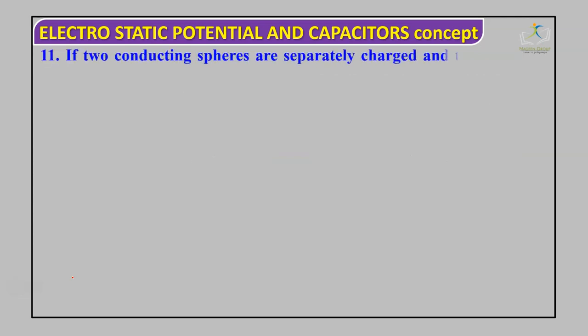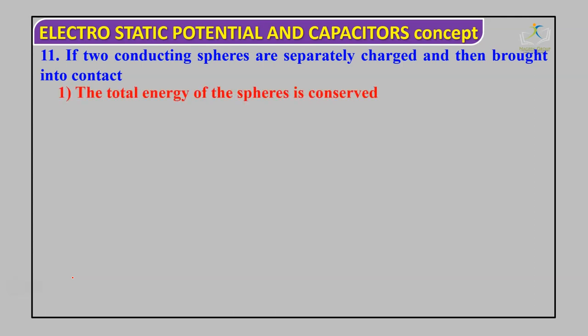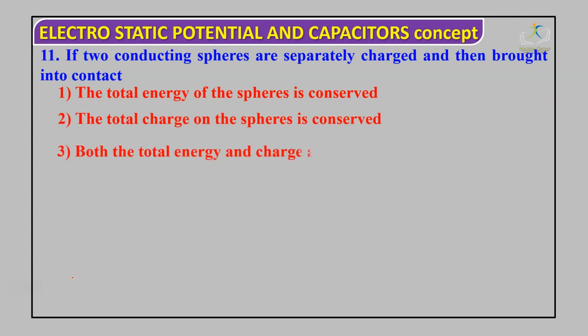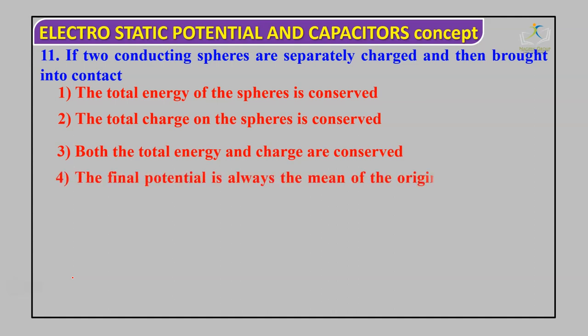Next question we have. If two conducting spheres are separately charged and then brought into contact, the total energy of the spheres is conserved. The total charge on the spheres is conserved. Both total energy and charge are conserved. The final potential is always the mean of the original potentials of the two spheres.